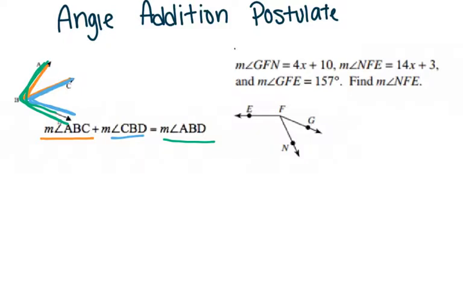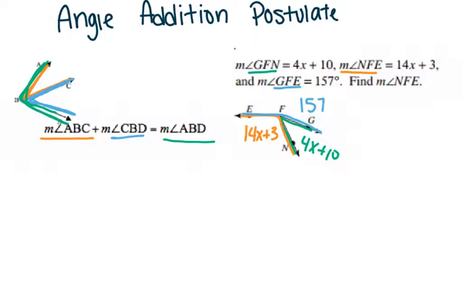Okay, so now we're going to use it and we're going to apply it to actually solve a problem. So the problem says the measure of GFN is equal to 4x plus 10. The measure of NFE is equal to 14x plus 3. And then the measure of GFE, the big one, is equal to 157.